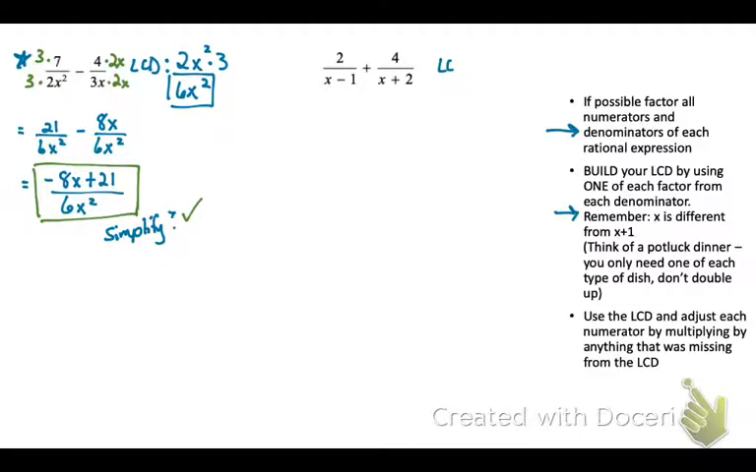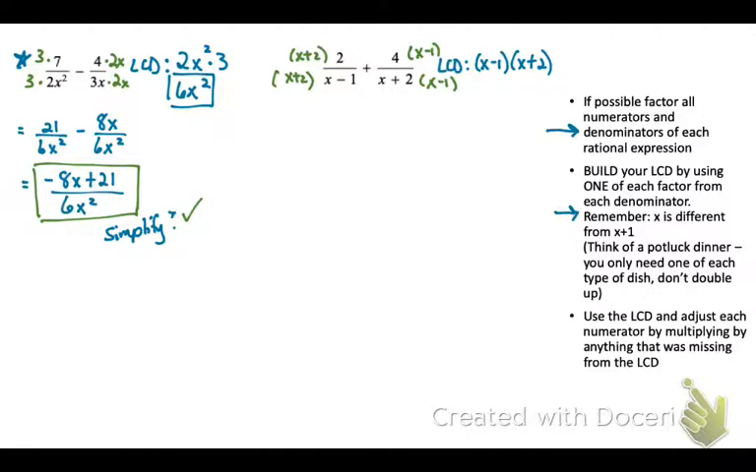Now let's look at the second one. We're going to see if we need to factor either our denominators, and we do not. So now we're going to build our common denominator. So we need to have factors from each denominator. So I need x minus 1 and an x plus 2. Then I'm going to multiply each rational by what I was missing. So I was missing an x plus 2 on the left and an x minus 1 on the right.